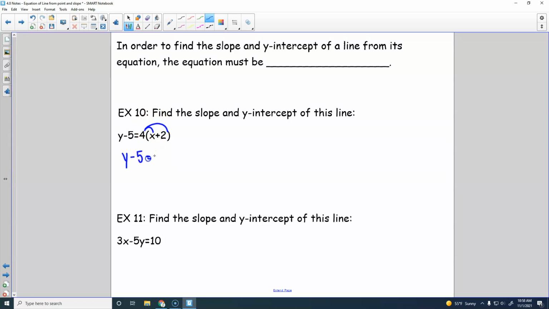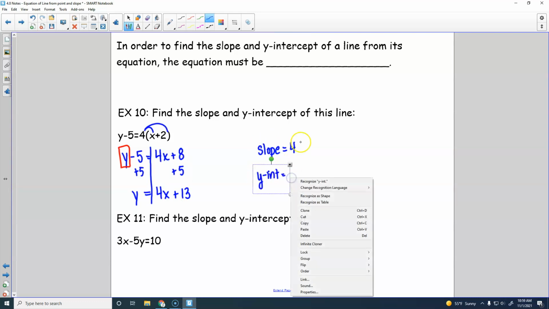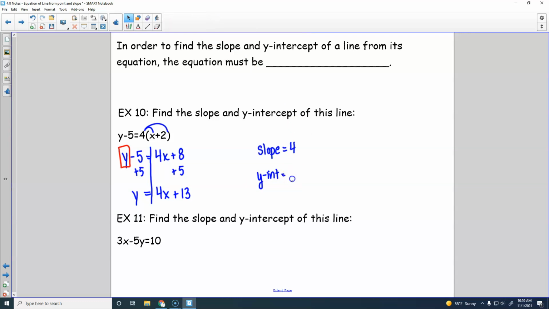y minus 5 equals 4x plus 8. Then what do I have to do? We want to get this y right here by itself. So we got to get rid of that 5. So y equals 4x plus 13. So what is my slope? Yep. Y-intercept is 13. Alright, you guys remember now.